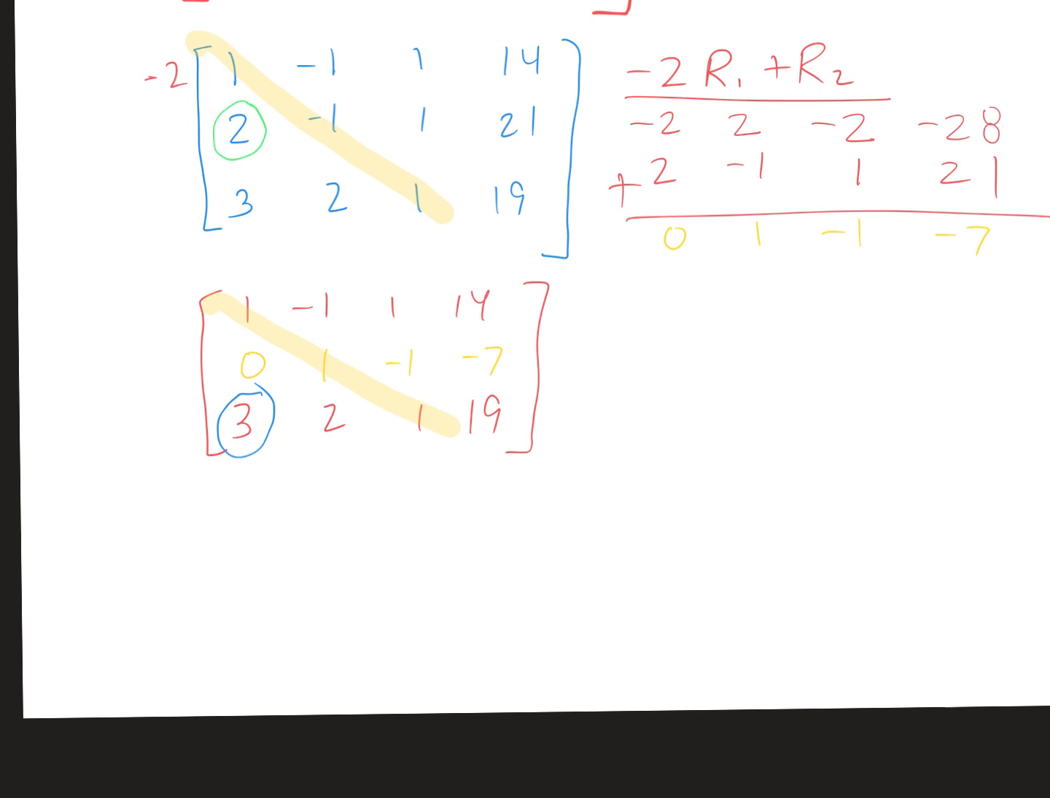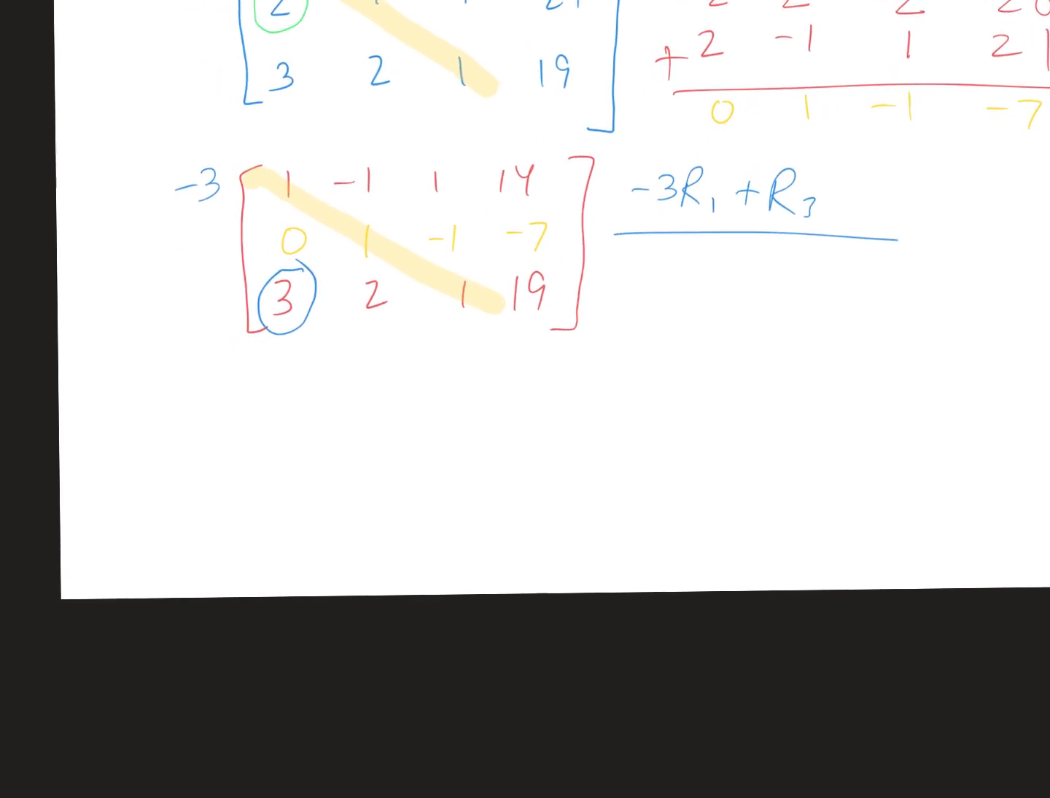Okay, you want to multiply top row by -3? Okay, so we're going to say -3 times row 1 plus row 3. So what's changing? Just that third row. So what's going to stay the same? I'm going to keep 1, -1, 1, 14. Then I have 0, 1, -1, -7.